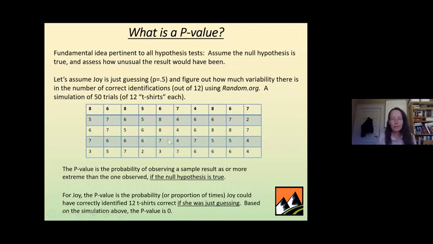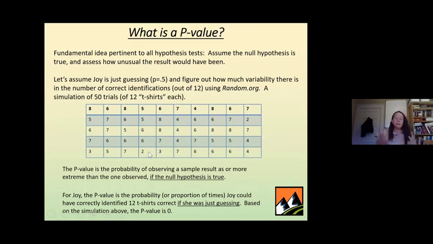But none of them are even close to 12, right? We didn't even get up to 9. So if she's just guessing, in 50 trials, she never even got above 8. So 9 or above never even happened.